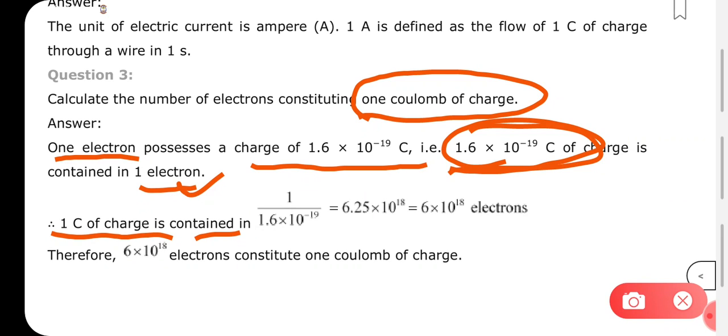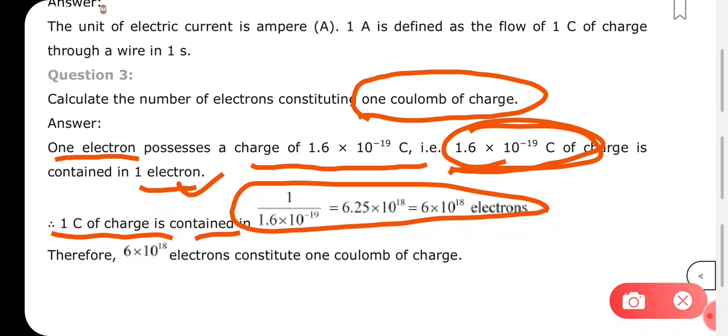So this is what you do by applying your normal mathematical calculation. It will become 1 divided by 1.6 into 10 power minus 19, which will give you this value. So instead of calculating and then finding the answer, I would suggest you remember this value. It is good to remember this value because 1 coulomb of charge is going to contain 6 into 10 power 18 electrons. And how we get this, that thing you should be clear. You should know how this 6 into 10 power 18 electrons has come.